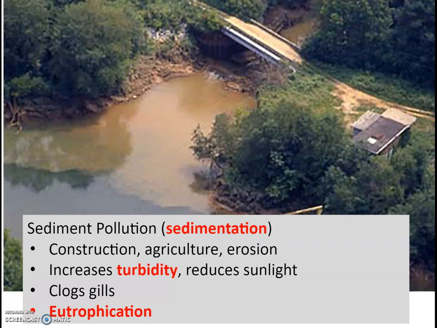Sediment pollution, we talked about this from being behind dams, from construction. We can get too much sediment from agriculture, from erosion. If we clear cut land, we can have too much sediment. It increases the turbidity, or the inability to see down to the bottom of that water. It reduces the sunlight. It can physically clog the gills of fish, and it can lead also to eutrophication.